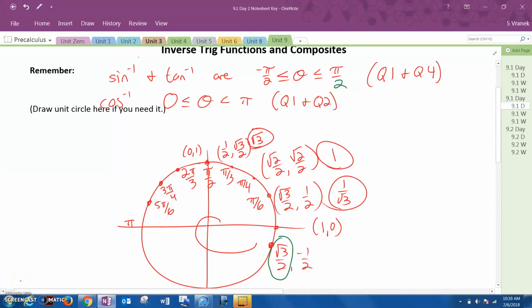Alright class, this is the second day of inverse trig. This has composites as well. I have some things, if you want to pause the screen to write down.